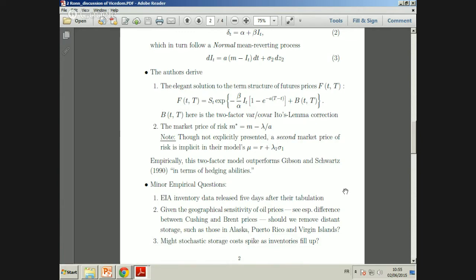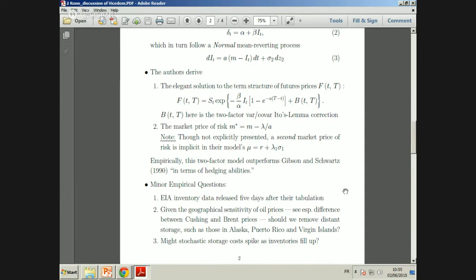That might be an interesting way of exploring whether the error that Sebastian and Marcel have found in inventories is mitigated or reduced by that. The other point that I would like to raise is the issue of storage cost. I think everyone appreciates the fact that as inventories fill up, storage costs move up as well. And so you might get a stochastic storage cost effect, and that may or may not impact their calculations.